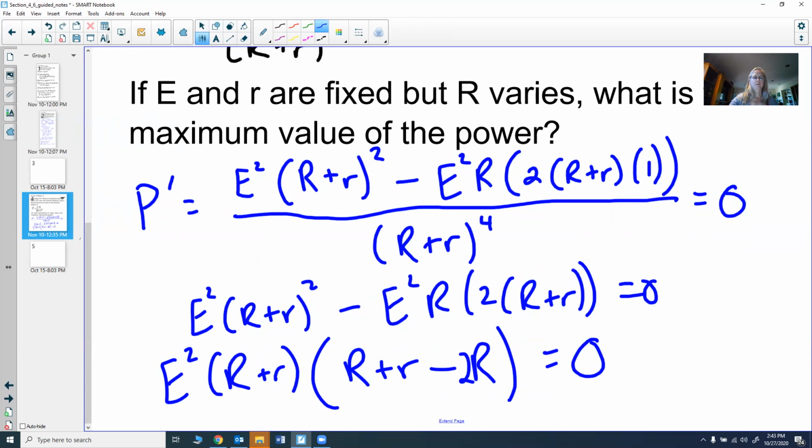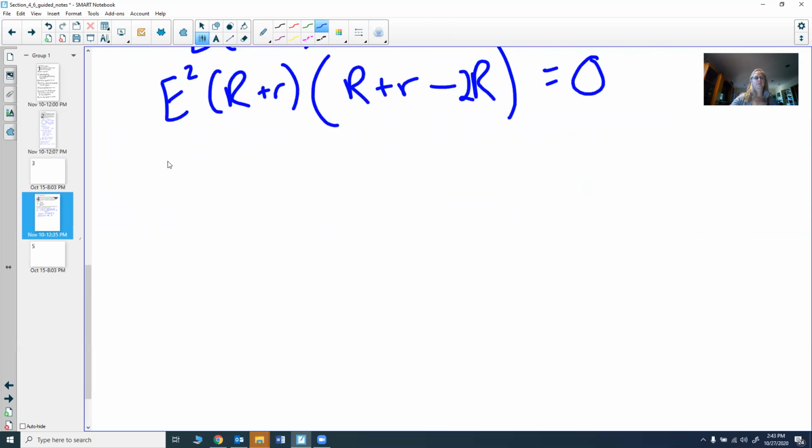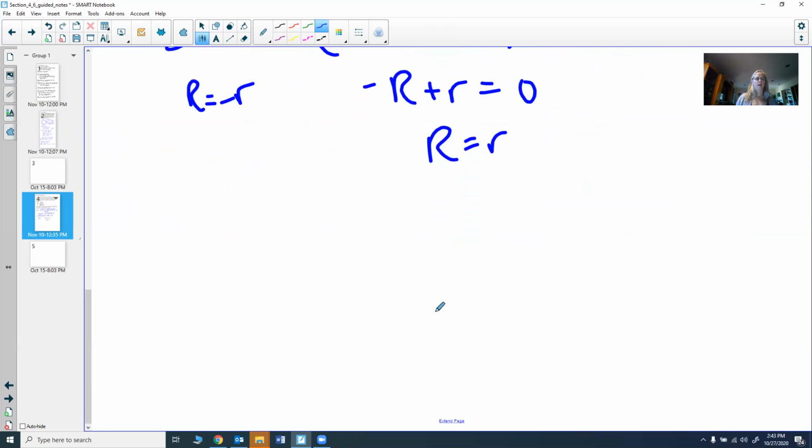Equals 0. So now that we have that, we can set each part equal to 0. Well, E squared is never 0, so you can just ignore that. You can divide it out if you wanted to. We have big R plus little r, so big R is equal to minus little r. This other one is minus big R plus little r equals 0, so big R equals little r. So those are our 2 values. Those are our 2 critical points.